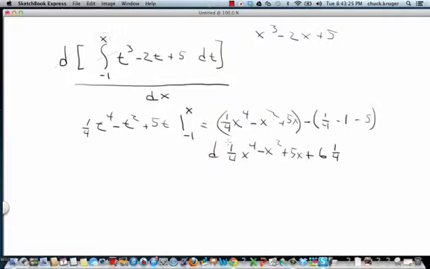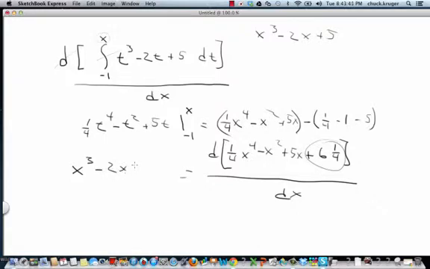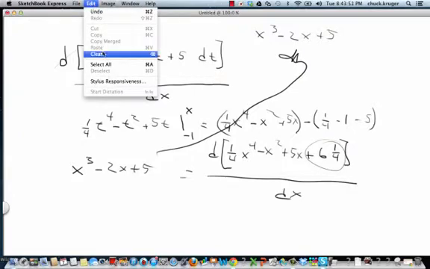Now I'm going to take the derivative of this, because that's the outer operation. The constant goes to 0, and I use the power rule on the rest of these. I'll write it over here, and I get x cubed minus 2x plus 5. Lo and behold, that's what I have up here. So let me delete this one more time.